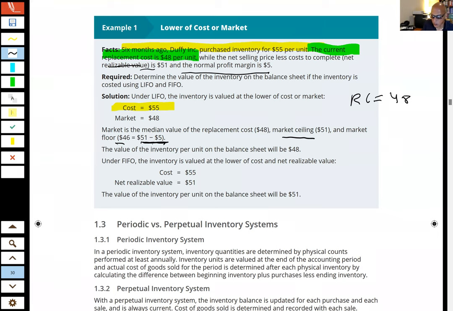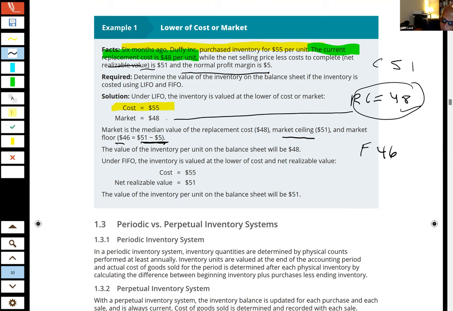So now I'm looking at replacement cost. The ceiling is 51. The floor is 46. So it's not below the floor. It's not above the ceiling. And so it is thus the middle amount. So my market is 48. And since my market is 48, I will report that at the lower of cost or market, the market being 48. I'll report that at 48.